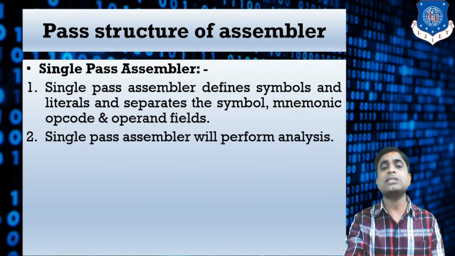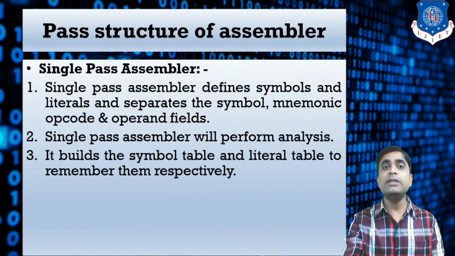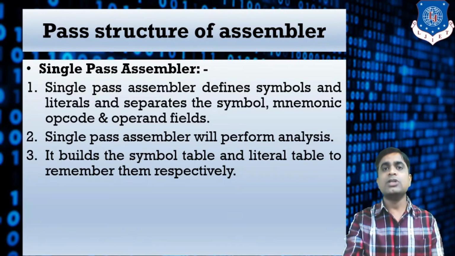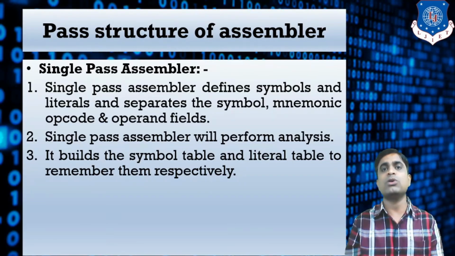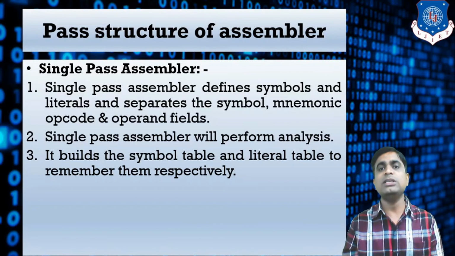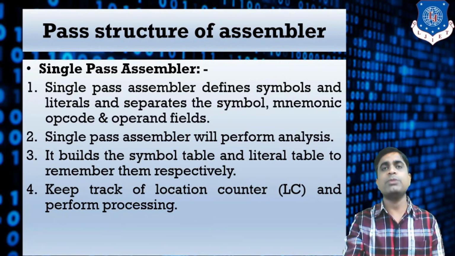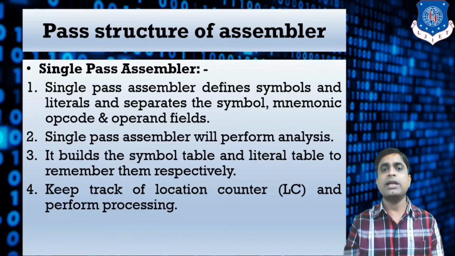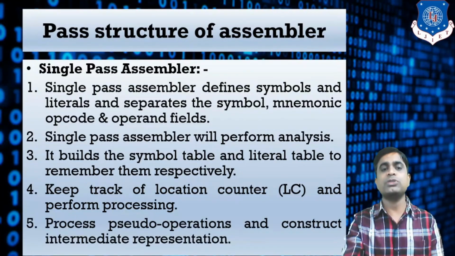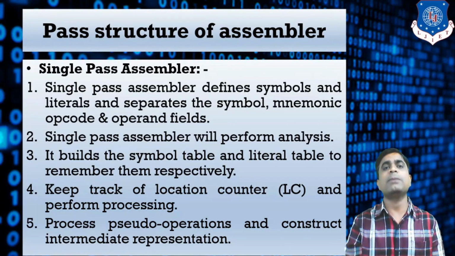Next, a single pass assembler will perform the analysis. Only analysis is done, and it builds the symbol table and literal table to remember the respective keys. The symbol table will store all the symbols, and the literal table will store all the literals in your program. It keeps track of the location counter and performs the processing. The location counter is a counter from where it will start. So it will track the location counter history, process the pseudo operations and construct the intermediate representation. That is the task of the single pass assembler.